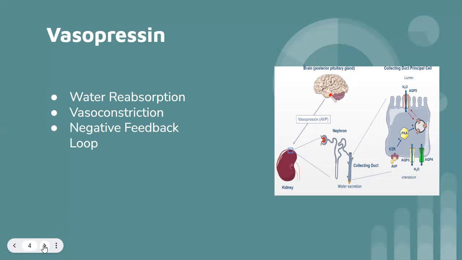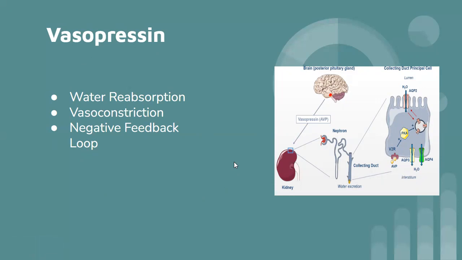And this one is vasopressin. You might have heard it called ADH, or antidiuretic hormone. And it has a completely different function than oxytocin. So vasopressin is mainly used for water reabsorption or vasoconstriction. Okay, during different scenarios. So what happens is it works through the negative feedback loop.